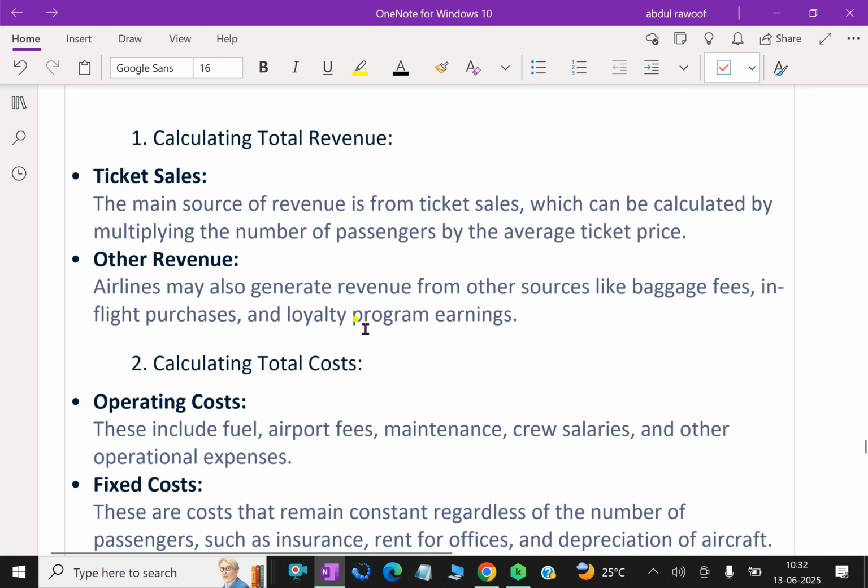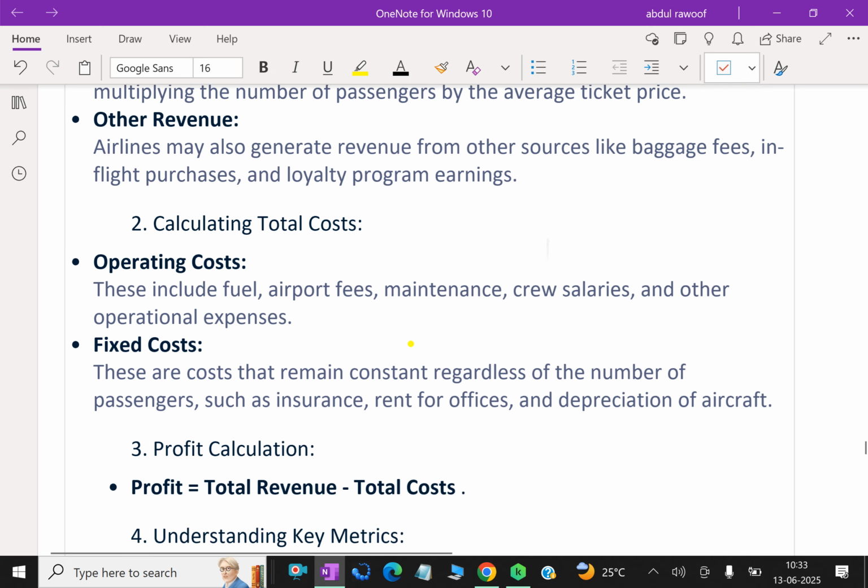Calculating the total revenue. How to calculate total revenues? Look at here, ticket sales. The main source of revenue is from ticket sales, which can be calculated by multiplying the number of passengers by the average ticket price. Second one, other revenues. Airlines may also generate revenue from other sources like baggage fees, in-flight purchases, and loyalty program earnings.